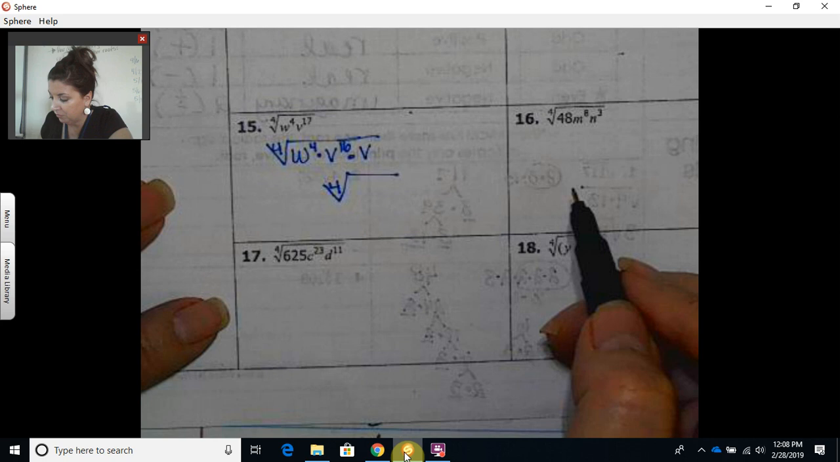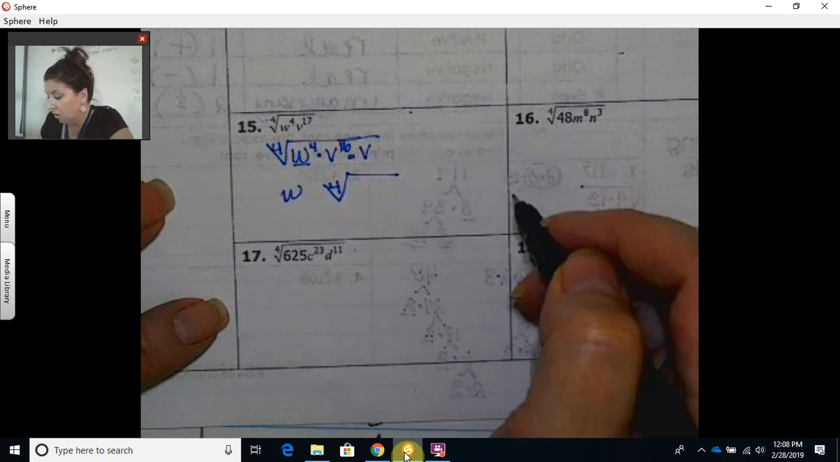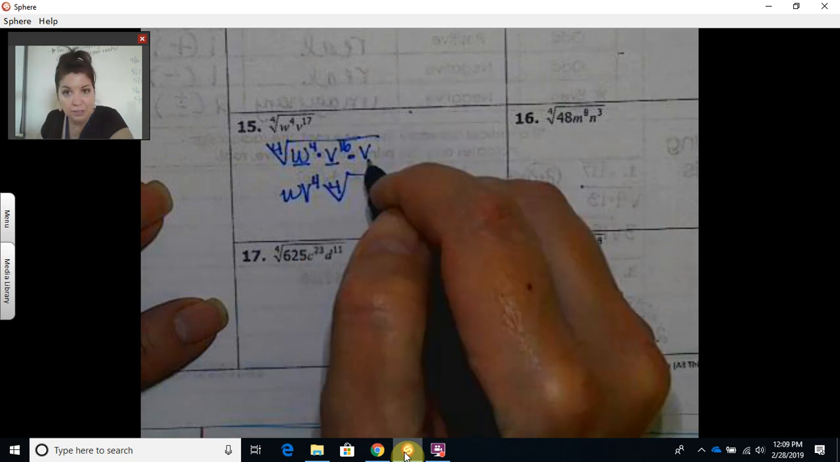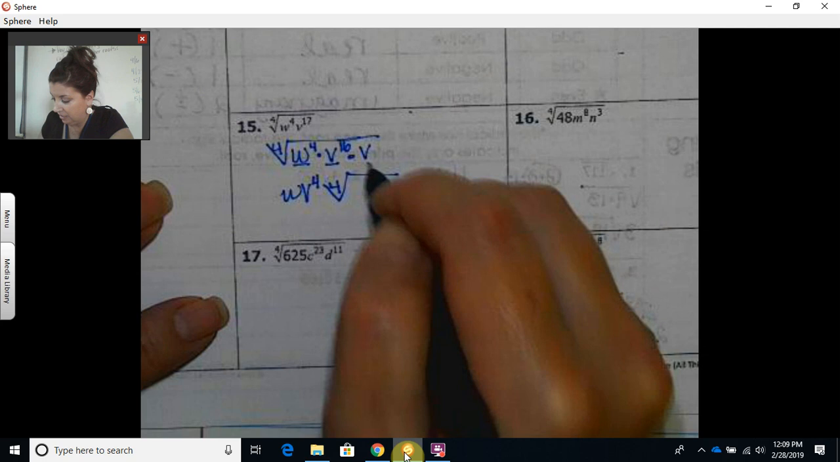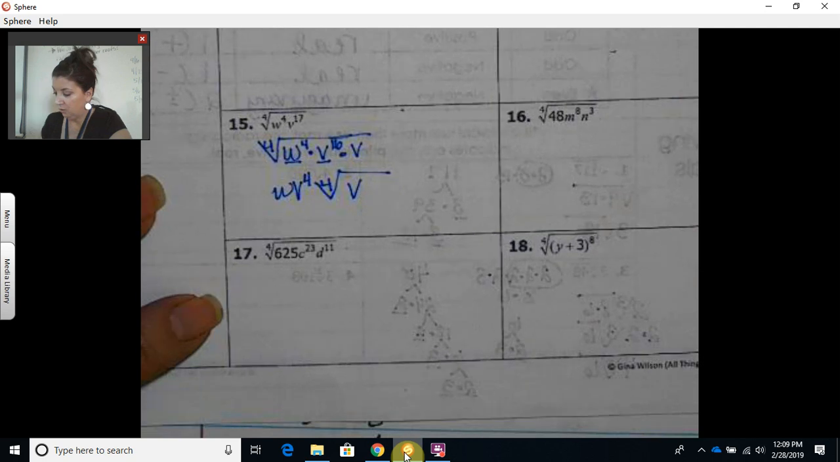What is the 4th root of w to the 4th? W, so that's taken care of. What's the 4th root of v to the 16th? V to the 4th. What about this other lonely little v? It just stays in, right? Is there anything else I can do? Nope. Look at number 14. Go backwards.